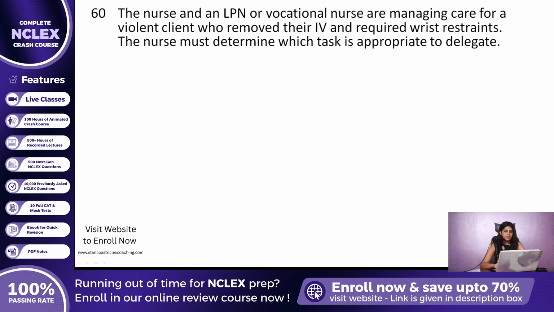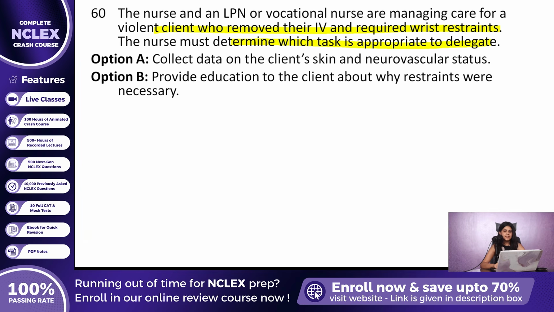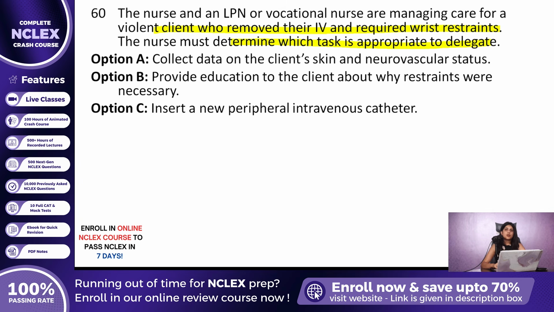Question 60. Let us now consider safe delegation in the context of restraint use. The nurse and an LPN or vocational nurse are managing care for a violent client who removed their IV and required wrist restraints. The nurse must determine which task is appropriate to delegate. The options are: Option A, collect data on the client's skin and neurovascular status. Option B, provide education to the client about why restraints were necessary. Option C, insert a new peripheral intravenous catheter. Option D, continuously assess whether restraints remain necessary.